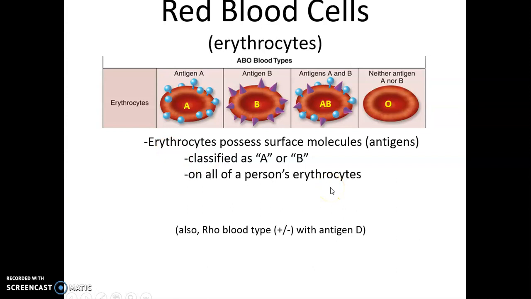Now, there's also another important antigen for blood types called Rho. At least that's what we're going to refer to it as, and it is denoted by a plus or minus. If it's a plus, then the Rho antigen is present, so that extra structure is present. And if it's negative, then it is absent. Technically, the antigen is referred to as antigen D, but I'm going to call it Rho because I want to try to be consistent.